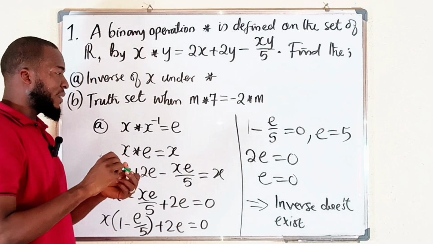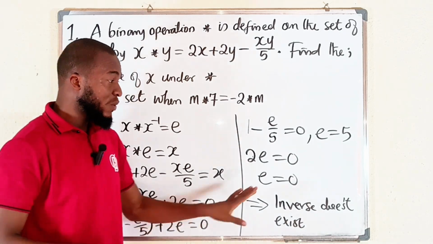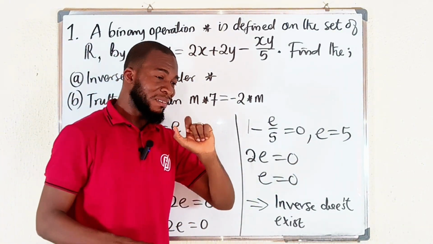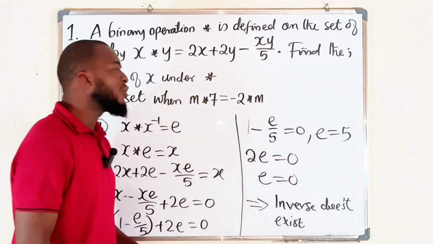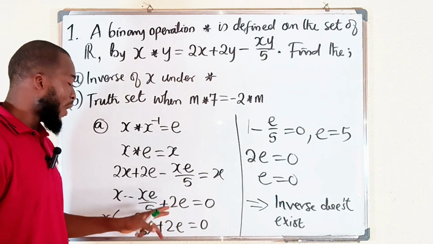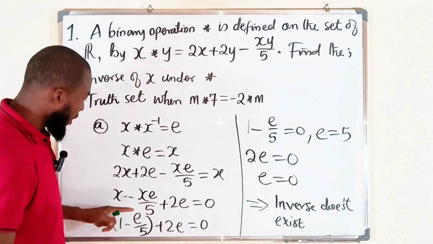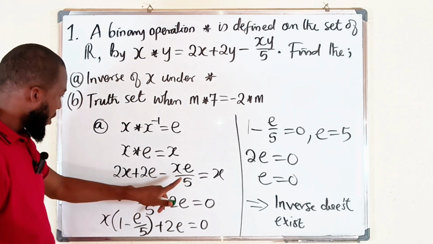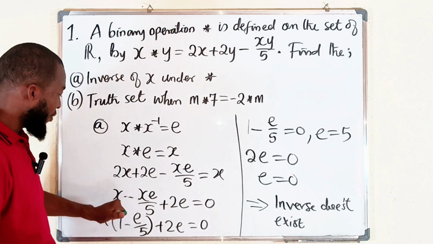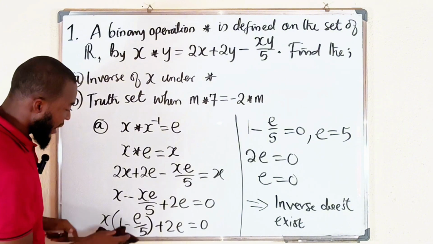And let me show you that it does not exist. You see, we have gotten two identities, right? So let's assume we would like to solve for identity in terms of x. How can we do? I think from here, we can make E the subject.